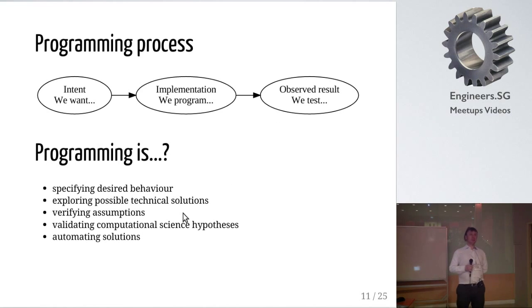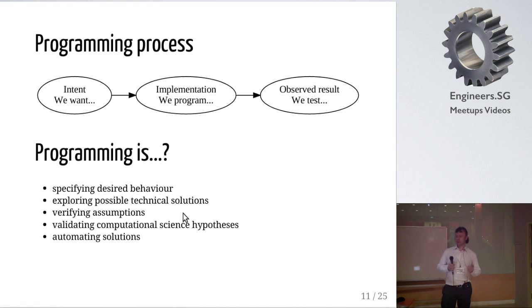Now we can switch completely the background and tell how do we think we program? So first we have an intent. I mean, we want something happening. Then we write something, implement it in some technical solution, most frequently in software because it's easier to work with, but there are other ways to implement it. And then we observe results, yeah? That's the simplest way of describing the programming activity.